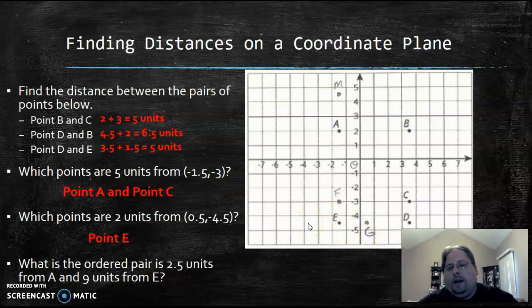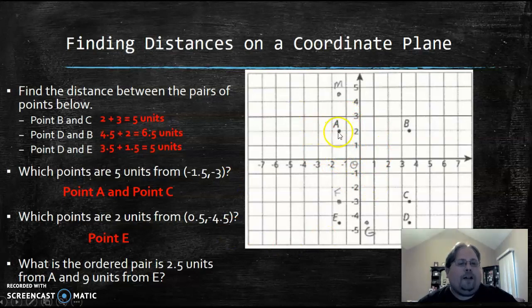Now, what ordered pair is 2.5 units from A and 9 units from E? A is 2 units from the x-axis, and E is 4.5 units away. So 2 plus 4.5 would give us 6.5 units. If I were to go closer to E, the point would not be 9 units away, because 9 units is further than 6.5.